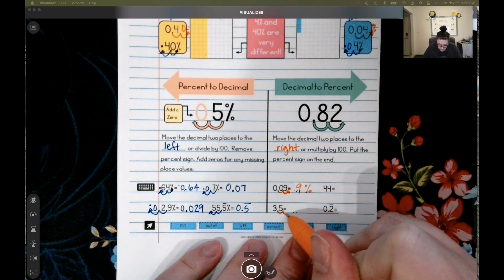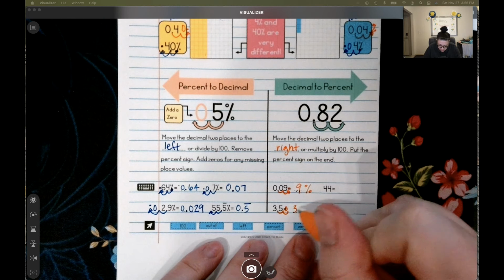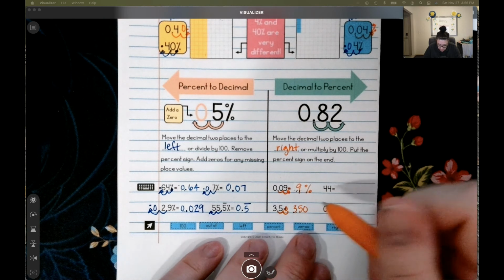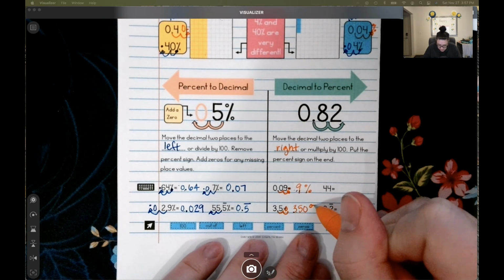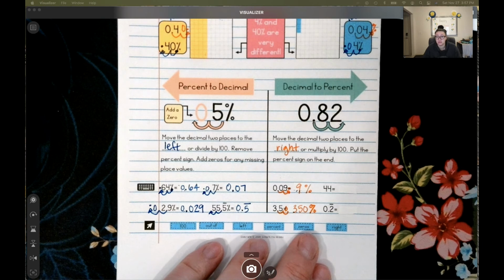3.5%, I move it to the right, fill in with a 0, becomes 350%. Sometimes you'll see people have their top 0 connected to the line, and that's okay too. Pause the video, try those next two on your own.